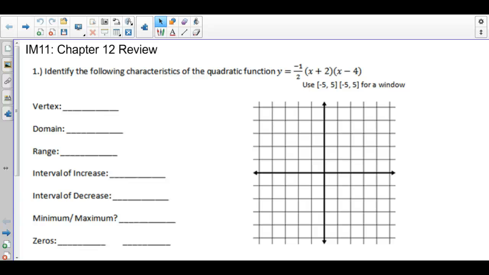Hi, I'm going to review the Chapter 12 material with you. So we're going to cover increase, decrease, minimum, maximum. We'll cover vertex form, standard form, and factored form.